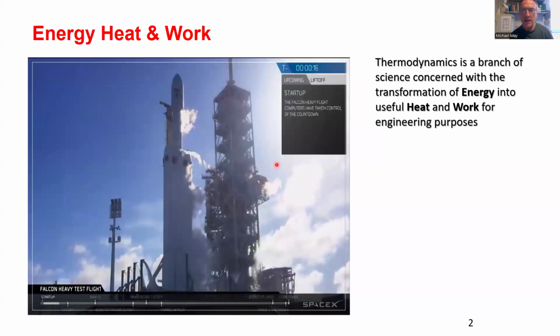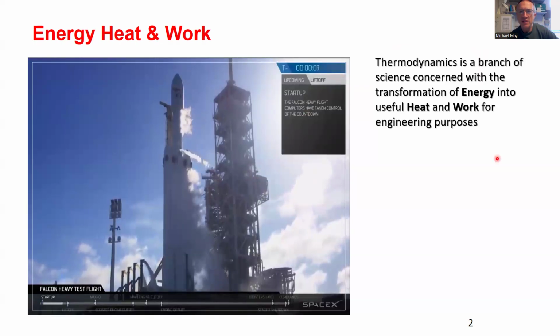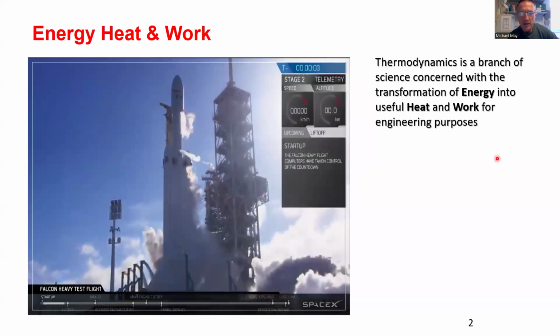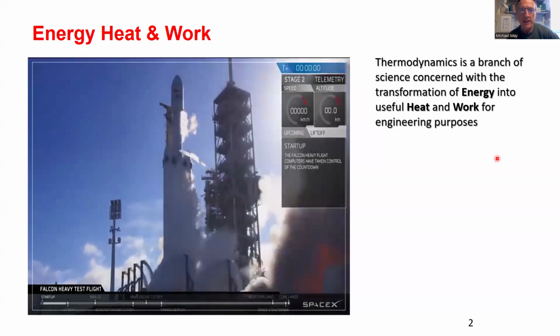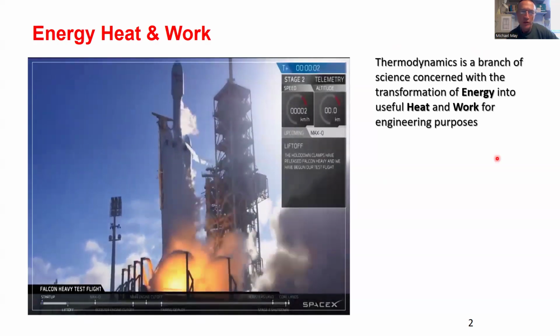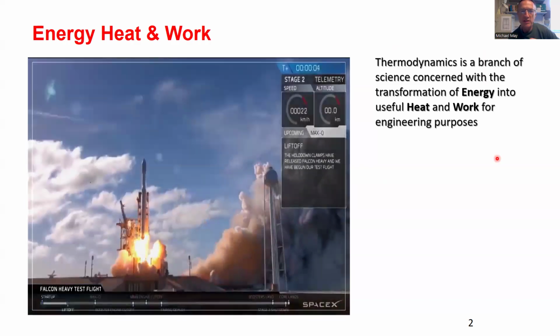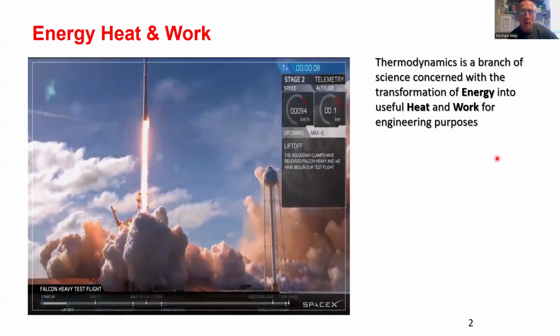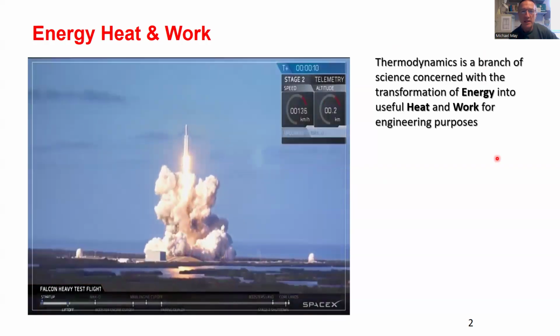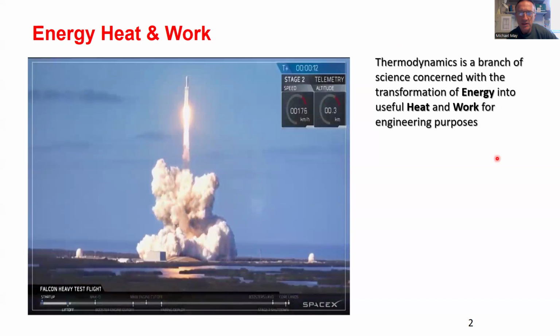So we look at the definition for thermodynamics. It's defined as a branch of science concerned with the transformation of energy into useful heat and work for engineering purposes. So the example there would be the rocket. We use hydrogen-based fuel being transferred to the thermodynamic system. So work and heat can be produced and ultimately pushing that rocket up into the sky.